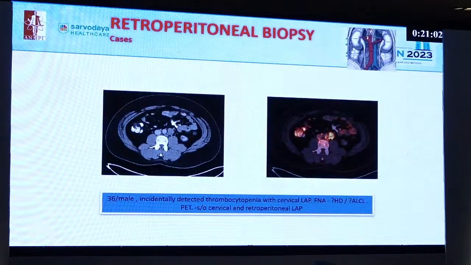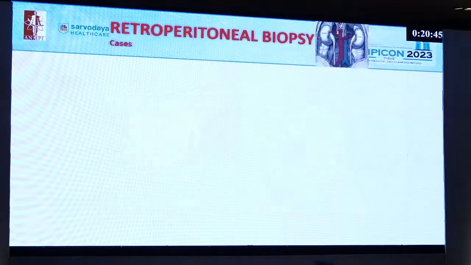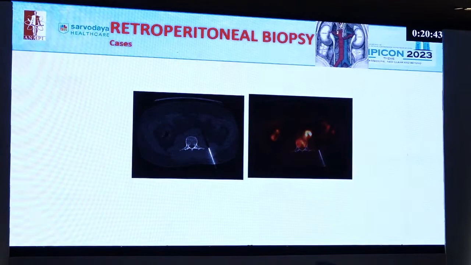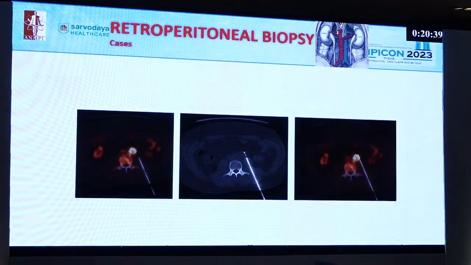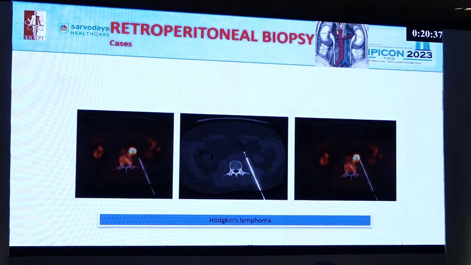So these are some cases of retroperitoneal biopsies. This is a 36-year-old male with incidentally detected thrombocytopenia and cervical lymphadenopathy. FNAC was suggestive of query Hodgkin's disease, query ALCL, and PET was done. PET was suggestive of cervical lymph node and retroperitoneal lymph node involvement. Biopsy was done from the retroperitoneal lymph node, and it turned out to be Hodgkin's lymphoma.